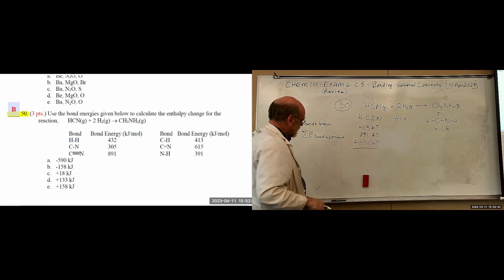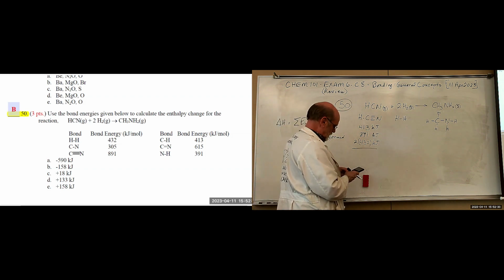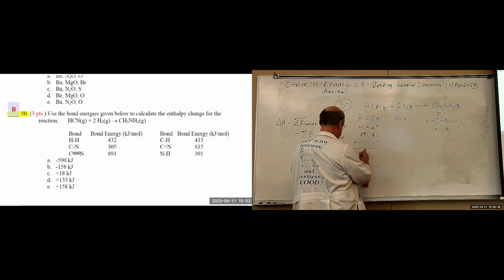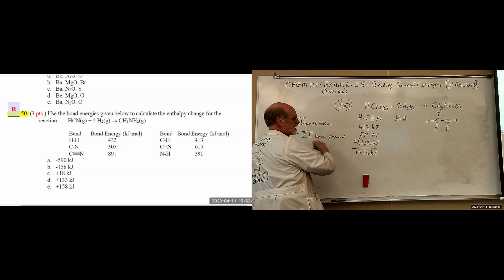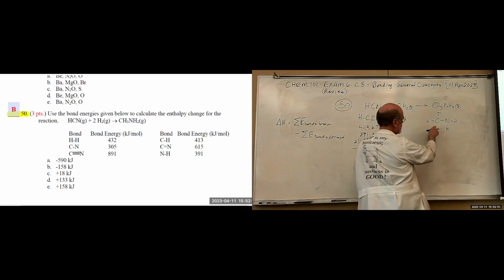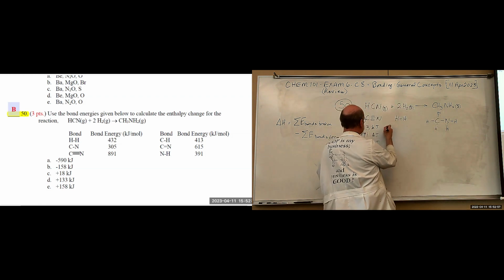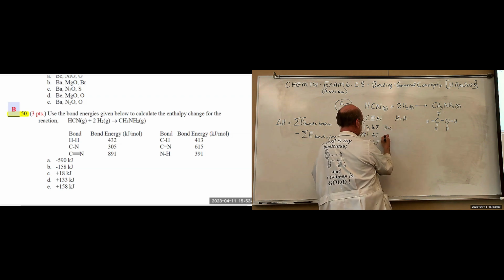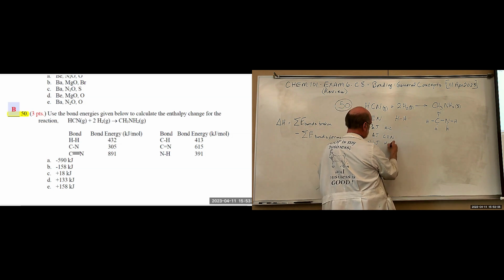So if we add those up to find out how much energy it takes to break the bonds, we get 413 plus 891 plus 432 times 2, added together. So this is 1755 kilojoules on this part of the equation right here. The other side is 1, 2, 3. Let me label these. This is hydrogen-carbon. This is carbon triple nitrogen. And this one is hydrogen-hydrogen. Okay.